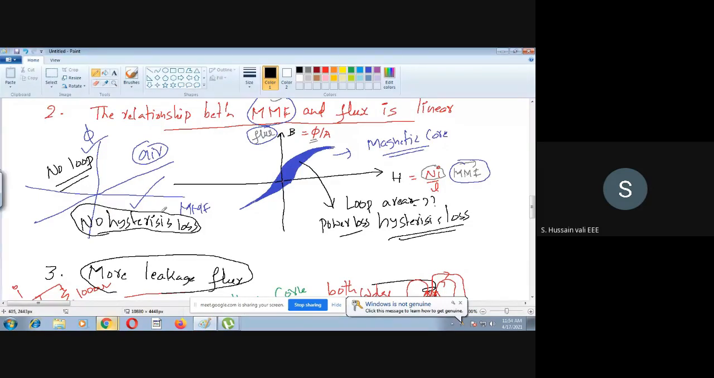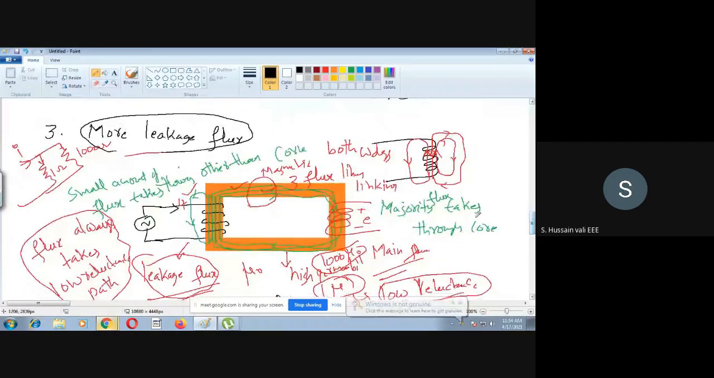What is the third point we have seen? The third point is that leakage flux is more in case of the air core transformer, whereas leakage flux is less in case of the magnetic core transformer. These are the three differences I will say. And some more things also we can tell about. We can explore some more points from this, just conclusions of these points. So what are the conclusions you will find out?